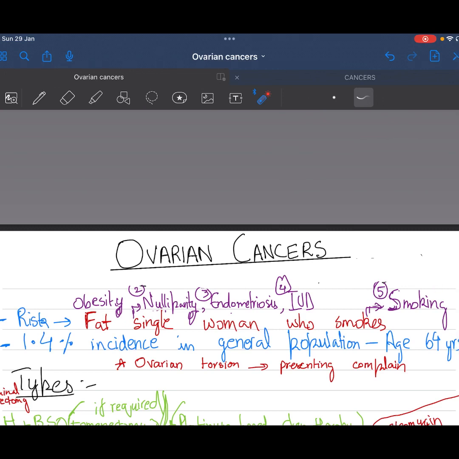The incidence of ovarian cancer in the general population is around 1.4%. This comes sometimes in MCQs. The mean age for ovarian cancer is 64 years. Sometimes the presenting complaint is ovarian torsion. If there is ovarian torsion, then we can suspect ovarian cancer if there are risk factors present.